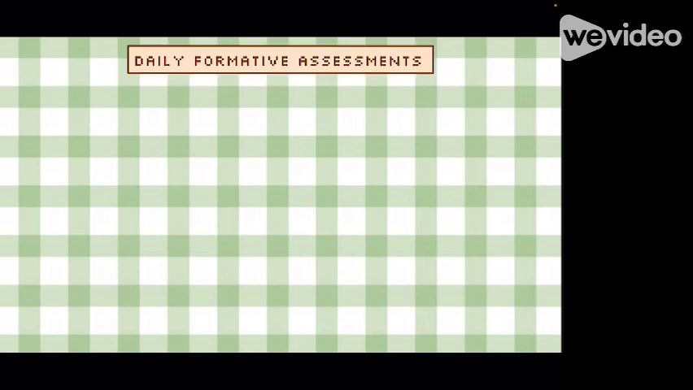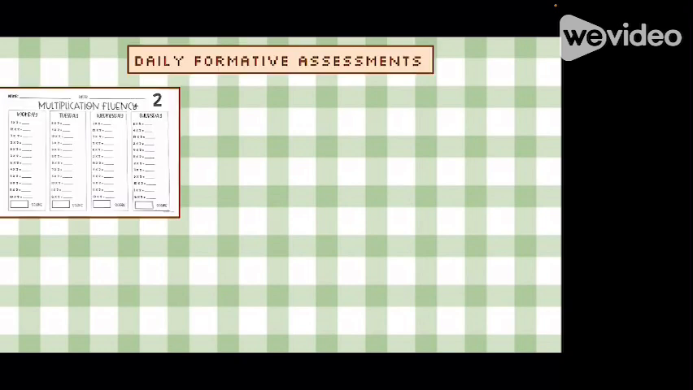So there's three main types of formative assessments in Mrs. Frank's class. One of the forms is the daily formative assessments. These usually take form in the multiplication fluency sheet. As you can see here, that's labeled Monday, Tuesday, Wednesday, Thursday. According to whatever day's on top, that's when they do that math section.